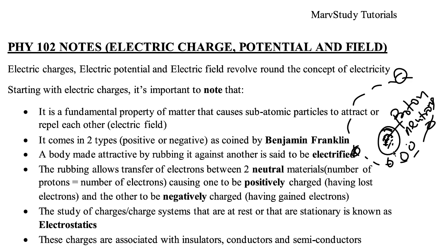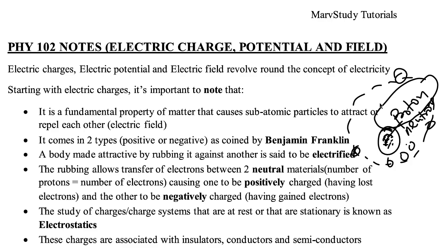So what does it mean for it to be neutral? On a normal basis, just an atom on its own that has not undergone any form of charge, the number of protons is always equal to the number of electrons. It's also important to know that these protons are confined in the nucleus, so their number doesn't change, it remains the same. So on a normal basis, number of protons equal to number of electrons is neutral.